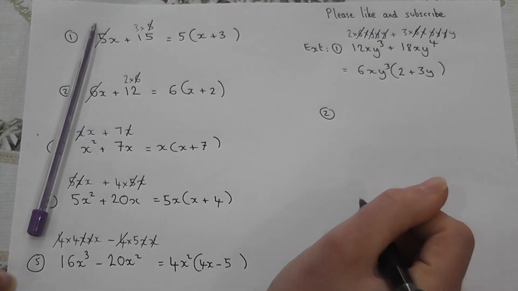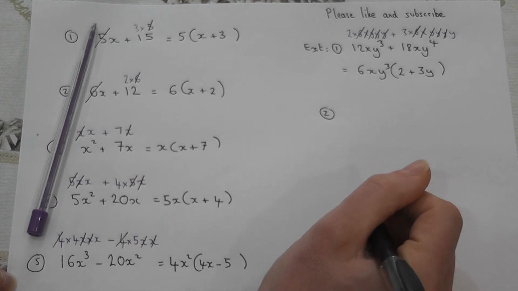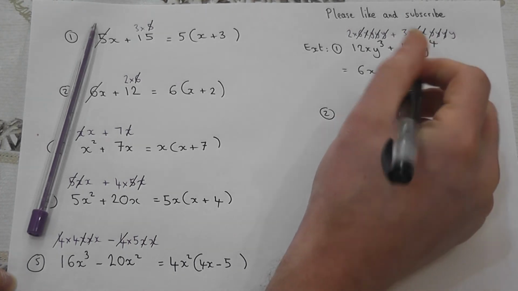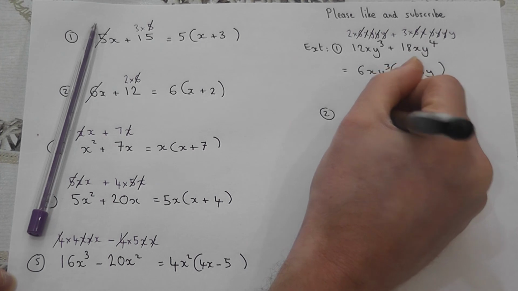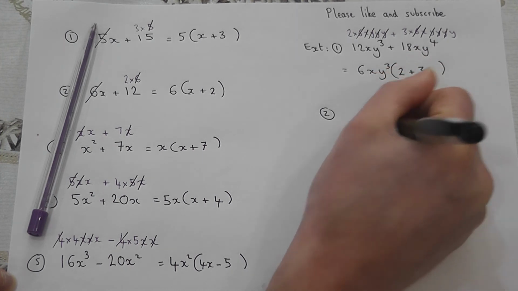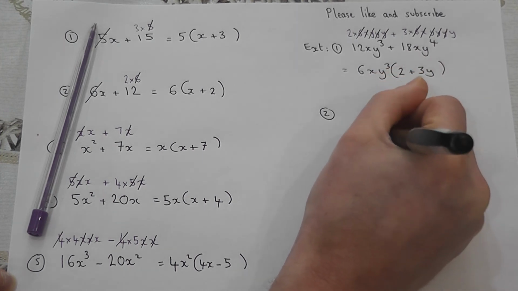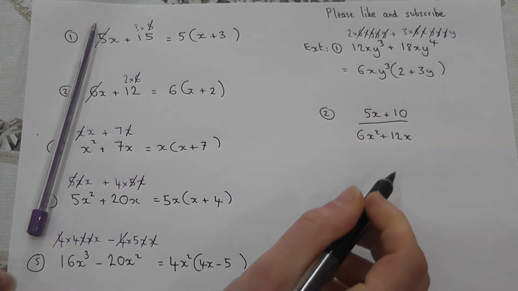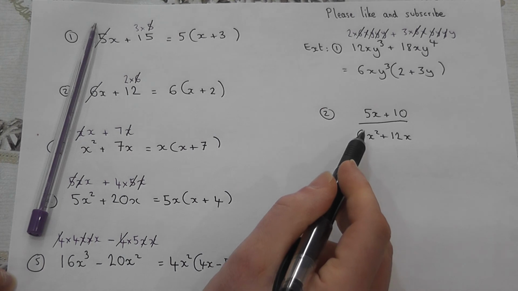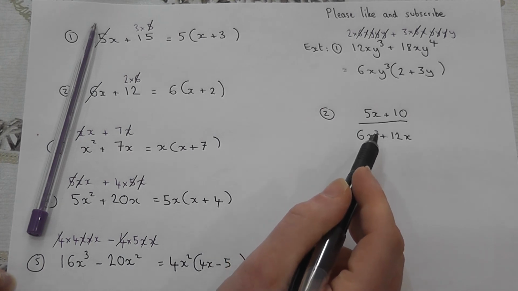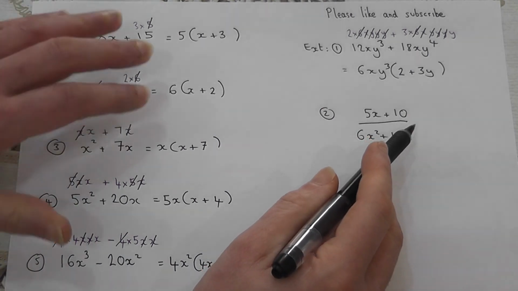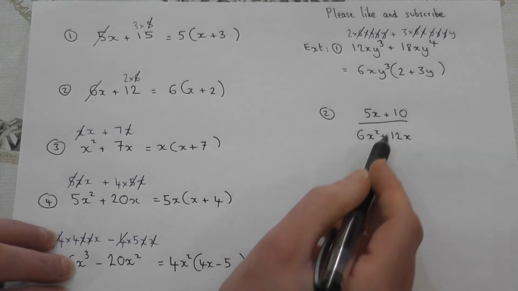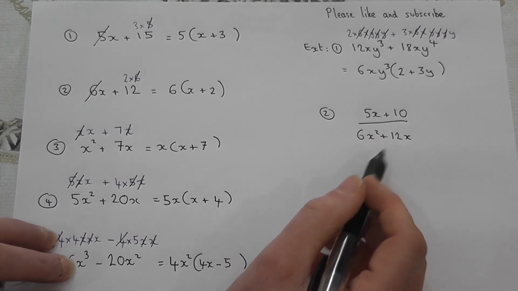The last one is a fraction. And sometimes you have to simplify a fraction. Now, if you're asked to simplify a fraction, then the trick is to factorise first of all, is to basically use these skills to factorise the top and the bottom of the fraction.